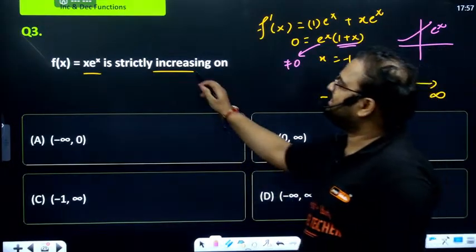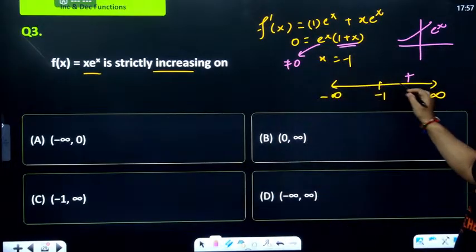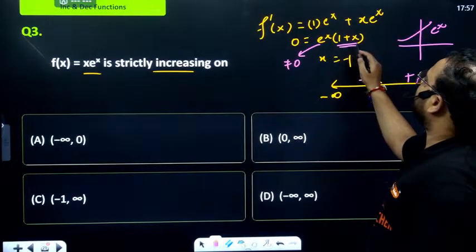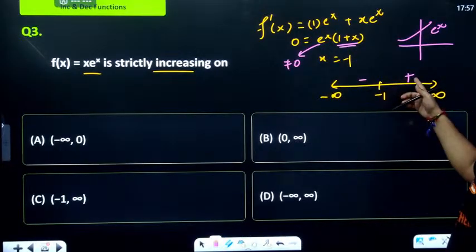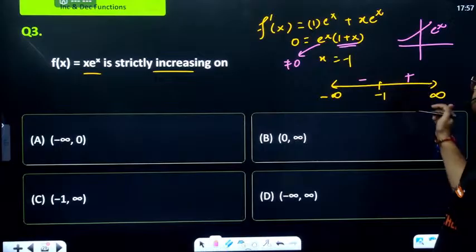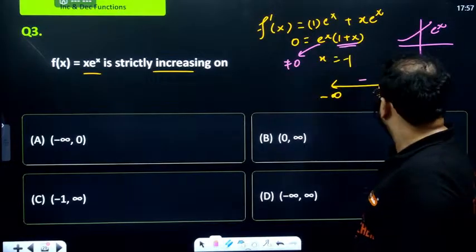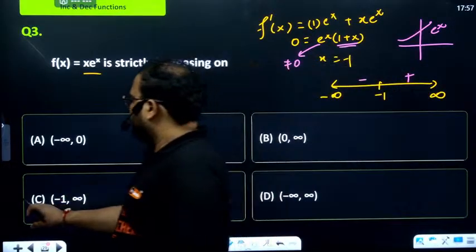I want strictly increasing. Check here, this is plus, this is minus, because the x coefficient over here is positive. So I get here plus. That's my answer, minus 1 to infinity. I want strictly, so it'll be an open bracket.